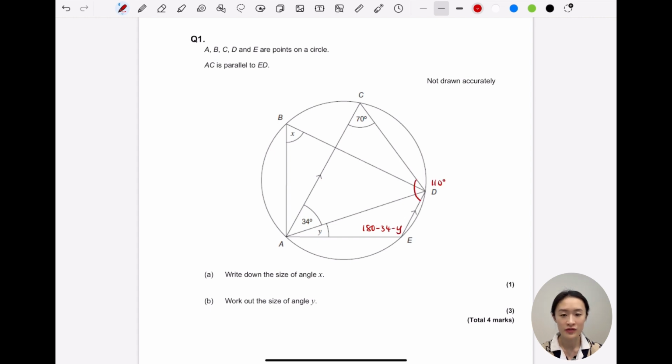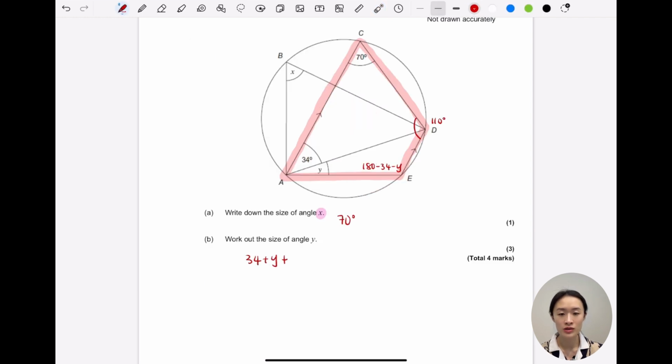Okay, so now let's look at the first question. They want us to write down the angle x. Now, because we know angle x is subtended by this arc, and this 70-degree angle is also subtended by this arc, therefore x is 70. Okay, so now we need to work out the angle y. Now, this quadrilateral is a cyclic quadrilateral. That means opposite angles add up to 180. So 34 plus y plus 110 is 180. Therefore, we can work out y to be 36.